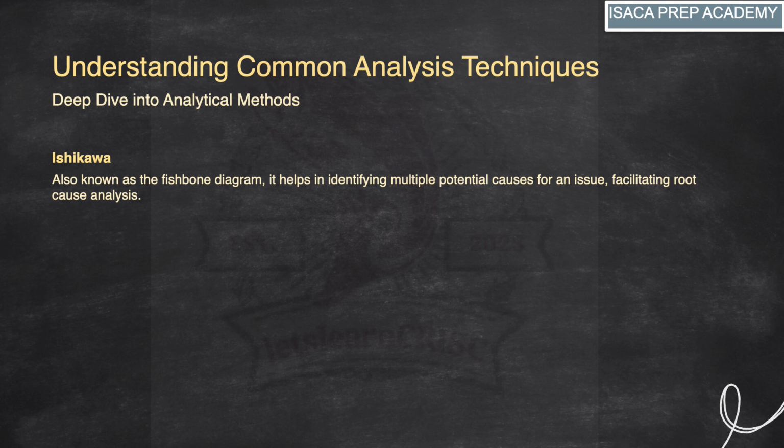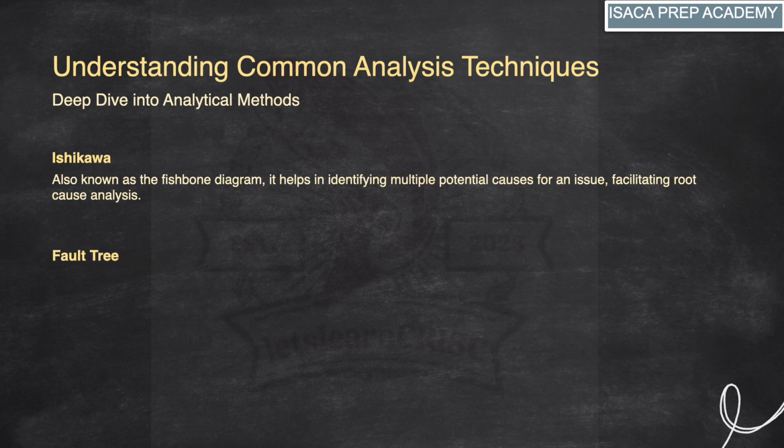Friends, the diagram helps with root cause analysis by allowing us to explore different factors that could contribute to the problem. For example, friends, if the problem is a car not starting, the branches might include factors like dead battery, fuel issues, or ignition problems. And by visualizing and organizing these potential causes, the Ishikawa diagram helps teams systematically investigate and address the root cause of the issues, leading to more effective problem solving and prevention strategies.